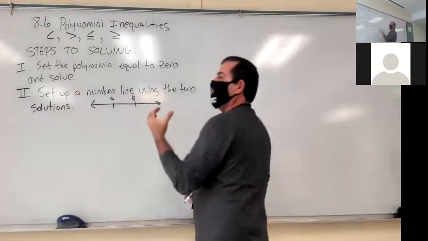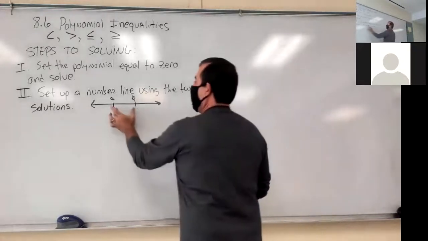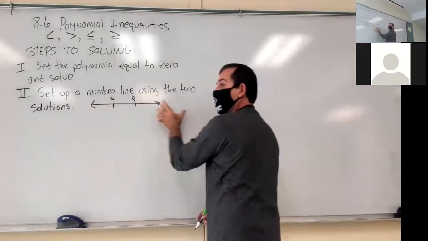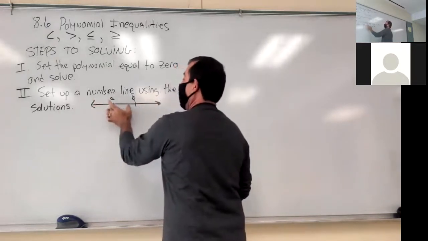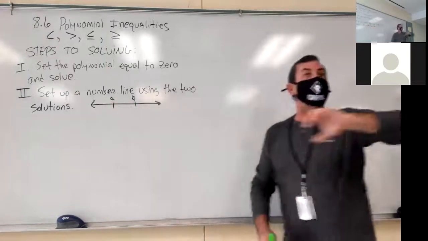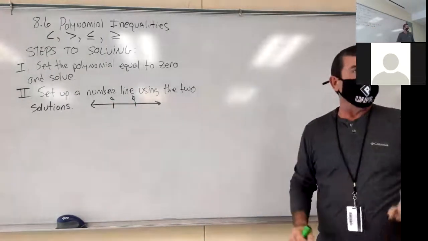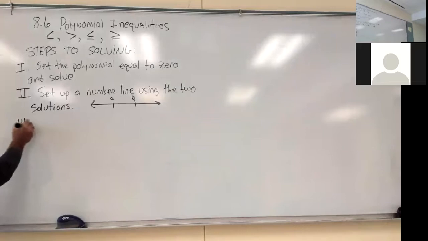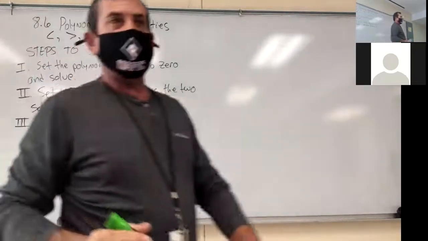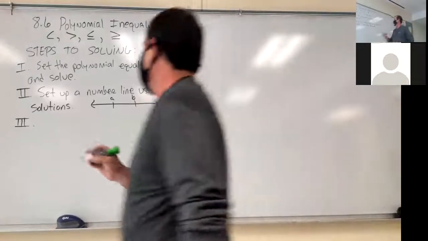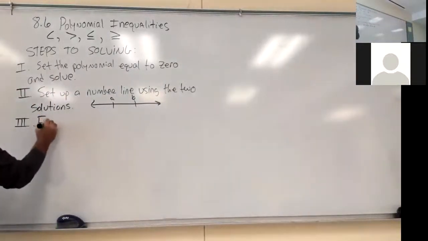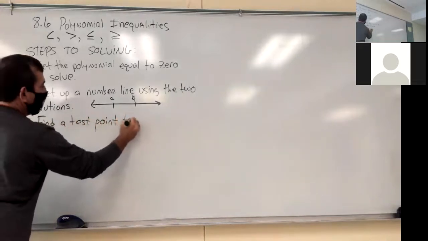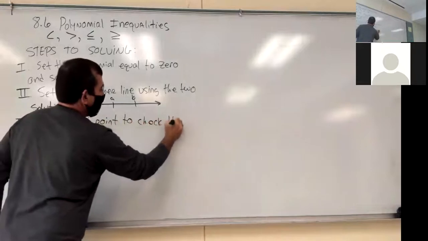Now, on these problems, they're either going to shade in between the two answers or they're going to shade outside of the two answers, okay? But you never get three sections in a row that are all shaded or that are not shaded, okay? So, what I do at that point, I find a test point to test my intervals. So, find the test point to check the intervals.